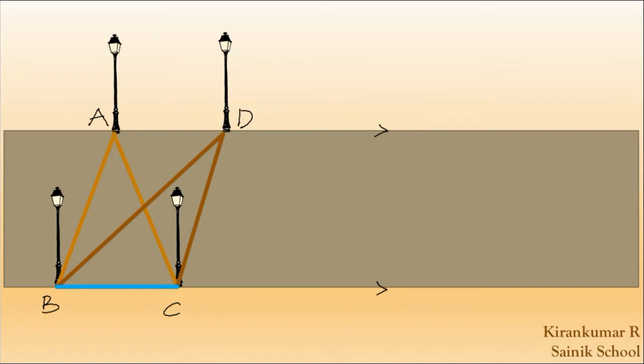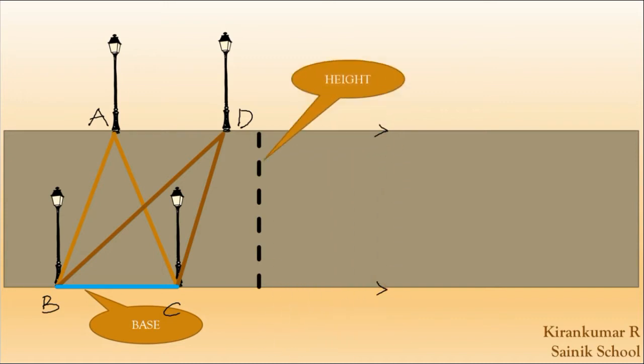They are the height and the base. BC is the base and the height between the two parallel lines is always the same. So the height for both the triangles, triangle ABC as well as triangle BCD, will be the same.